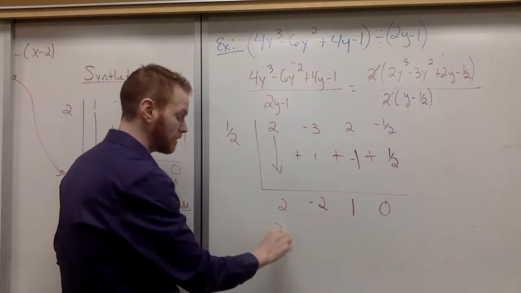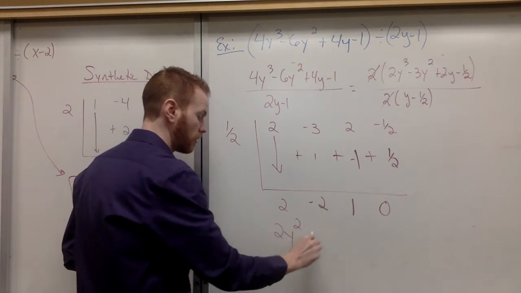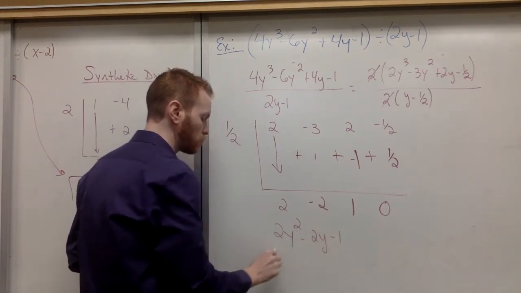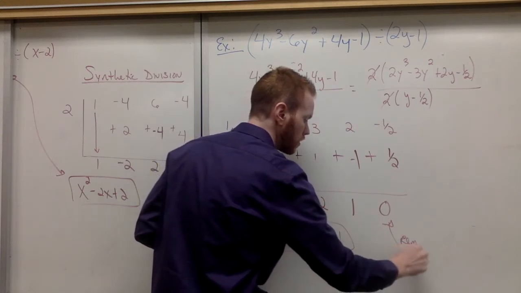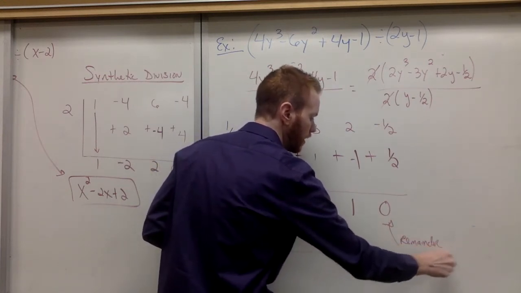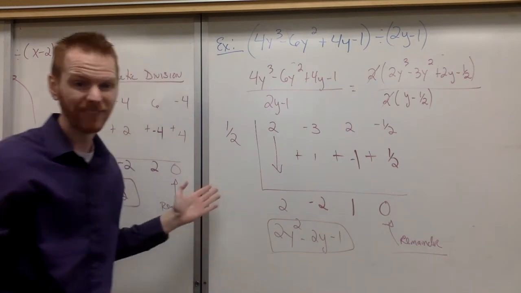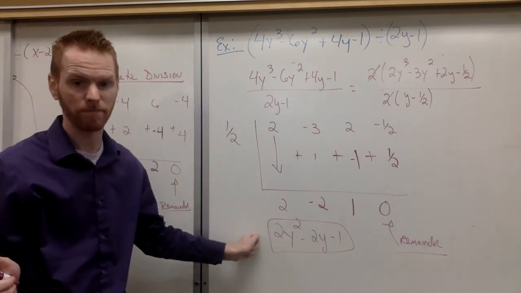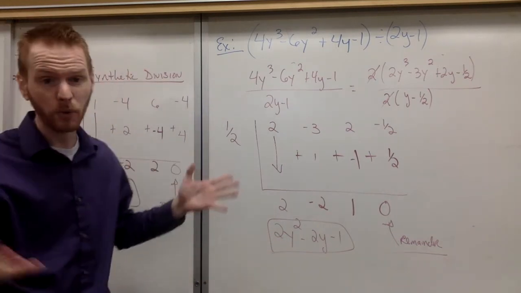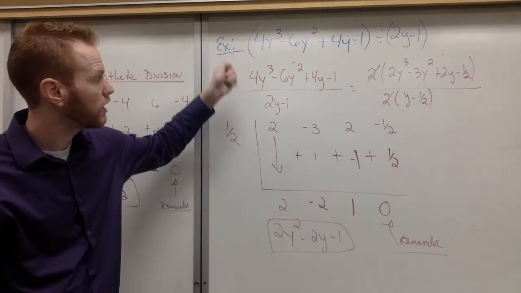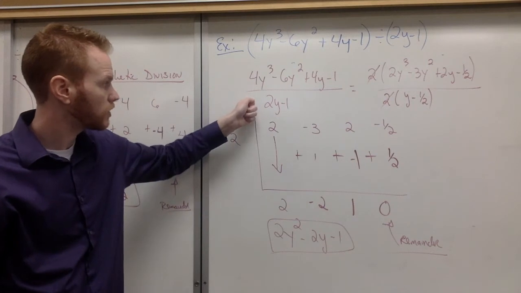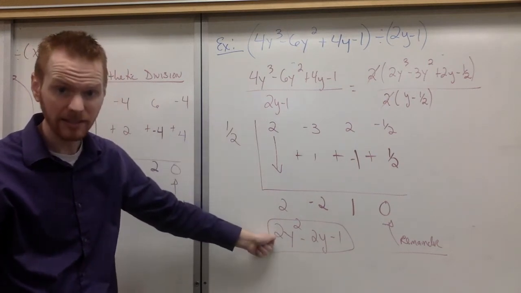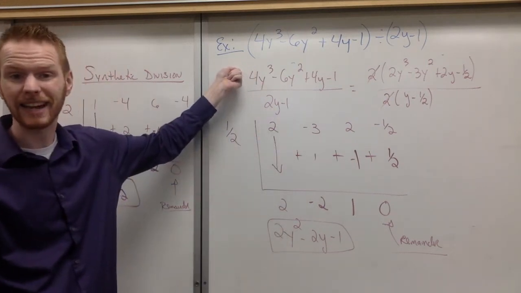Therefore, this guy has to be a 2y squared minus 2y minus 1. My last column is always representing my remainder, and since my remainder is 0, I don't have to worry about adding anything to this result. Okay? Therefore, I can say that 2y minus 1 is a factor in this guy. Okay? If I multiply 2y minus 1 times this, I get this guy right up here.